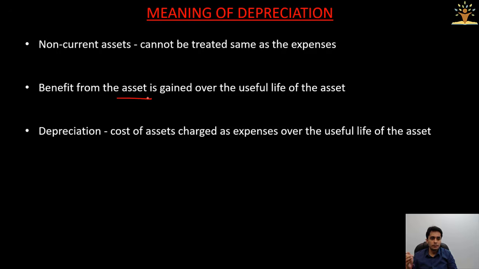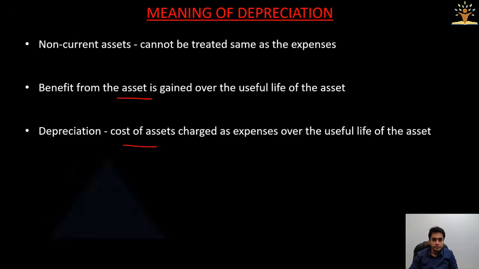So I would insist, please watch it till the end to understand the entire concept of depreciation. Okay, so what is depreciation? Basically, depreciation is that part of the cost of the asset which is charged as an expense in the income statement of the current year. So you have the entire cost of the asset. If I break it down into parts, whatever part I'm transferring to the income statement of this year, that is depreciation for this year, or you can call it annual depreciation.